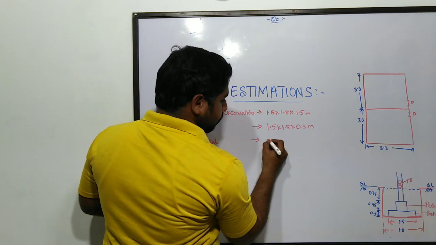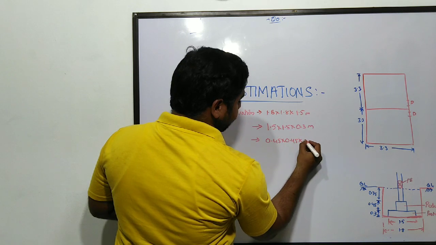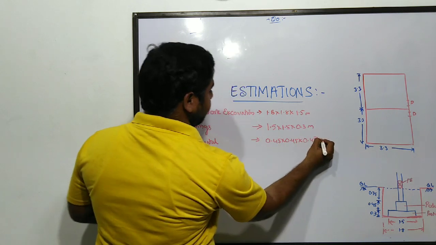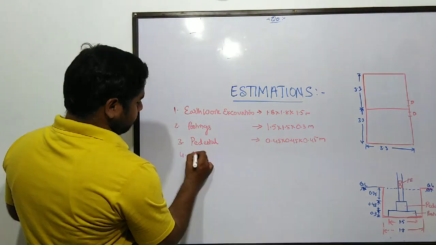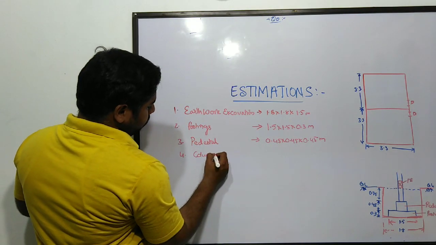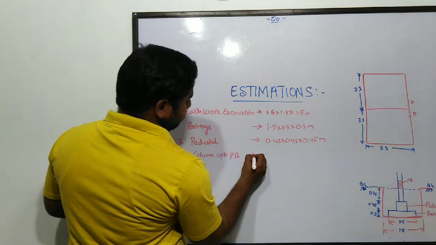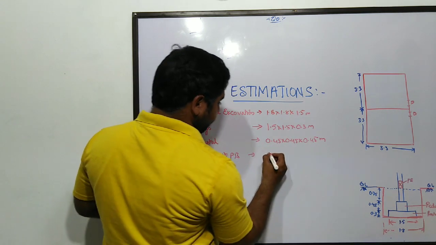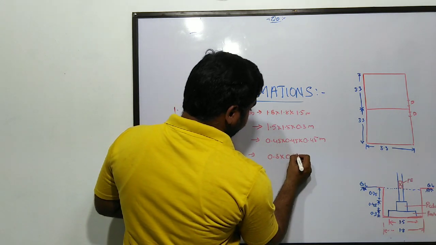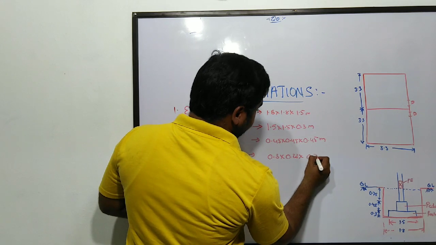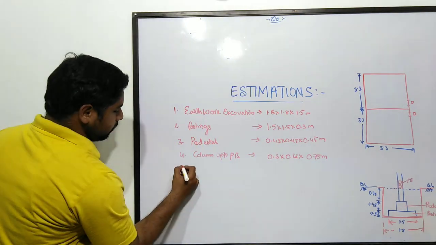is 0.45 by 0.45 by 0.45 meter. Fourth one, column up to plinth beam. The column up to plinth beam is 0.3 by 0.23 by 0.75 meter. So this is the column up to plinth beam.